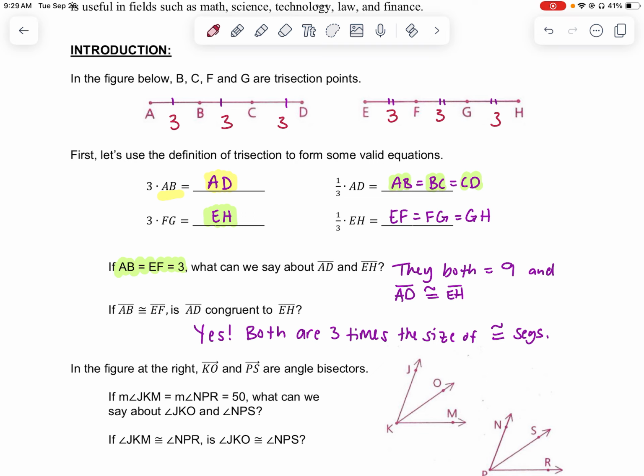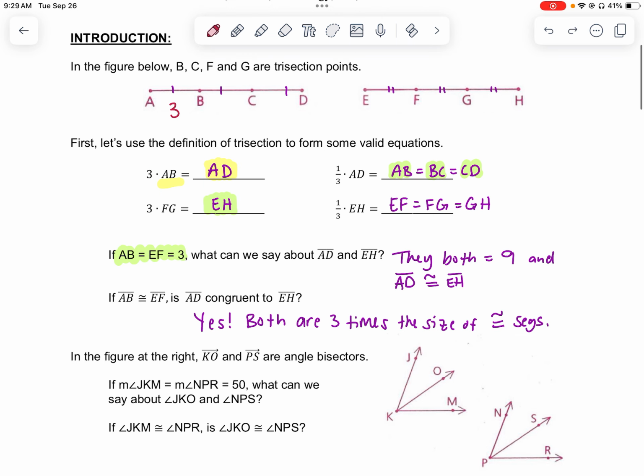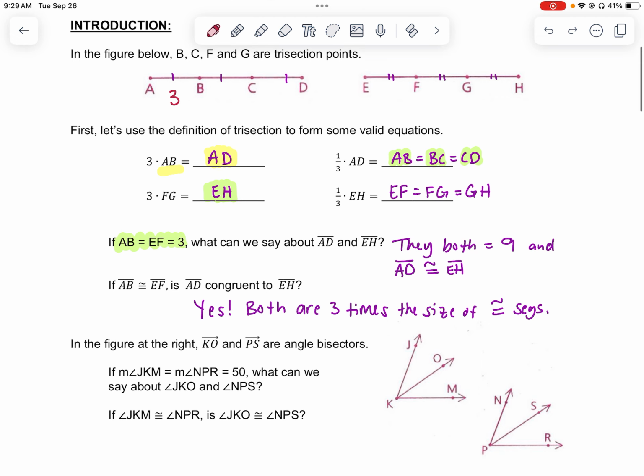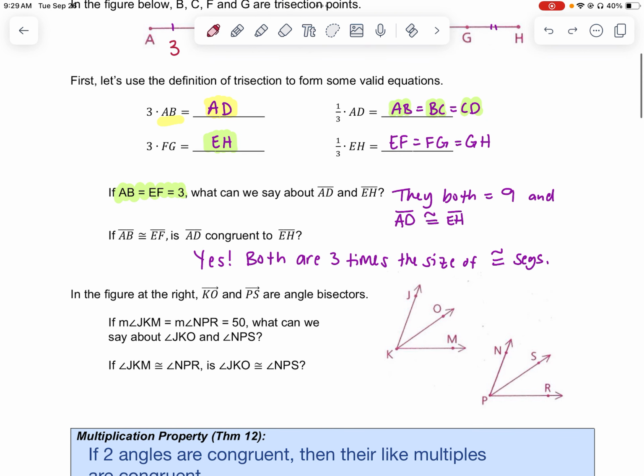But more connected to our current section, let's think about a multiplication relationship. I know up here that AD is 3 times AB, so that still gives 9. And 3 times FG gives EH. Because I'm multiplying segments of the same value by 3, they end up equaling 9, and that would make them congruent because they have the same measure.